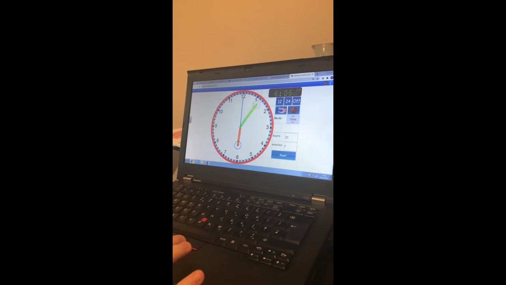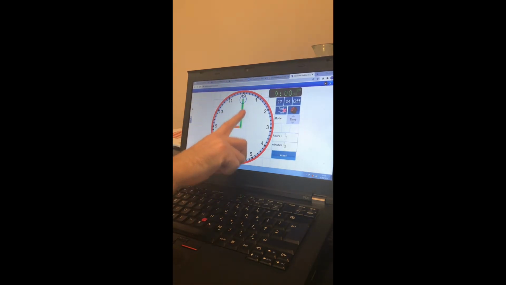Move around here to our 9. Oh, back one. Oh, forward one. Now we have 9 o'clock. Because our minute hand, remember, if it's at the 12, it's always o'clock. And it has to be exactly at the 12, because if it's just past the 12 a little bit, it's no longer o'clock, it's actually 1 minute past 12.